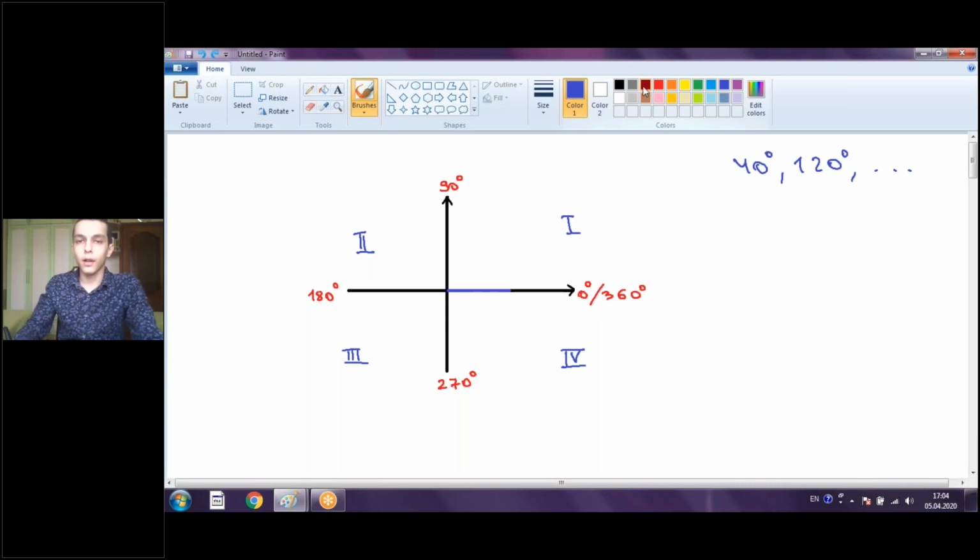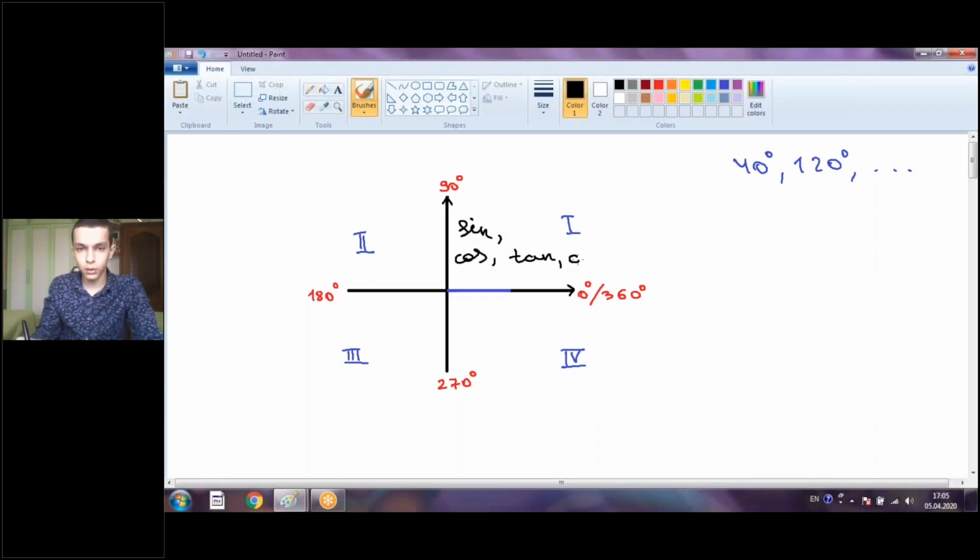Okay, in the first quadrant, all trig functions are positive. I mean, sine, cosine, tangent, and cotangent, they are positive. In the second quadrant only sine is positive. In the third quadrant tangent is positive and cotangent. In the fourth quadrant only cosine is positive. So we'll use these properties in the future when we solve problems where we have to simplify our trig function.